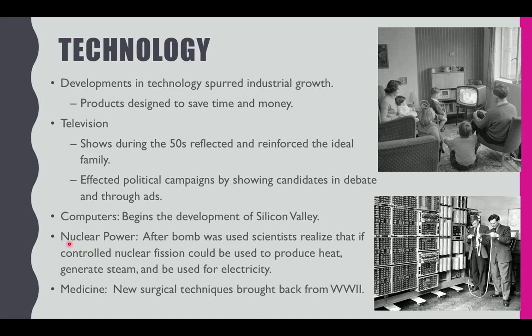Another technology, nuclear power. After the bomb is dropped on Hiroshima and Nagasaki, scientists realized that nuclear power can be harnessed in order to produce heat, generate steam, which means it could be used for electricity. So we see nuclear power plants being built. Medicine also starts to push forward. We see a vaccine for polio. We've got new surgical techniques coming out that were brought back from World War II. So the television isn't the only technology advancing at this time, although it might be argued to be the most influential.